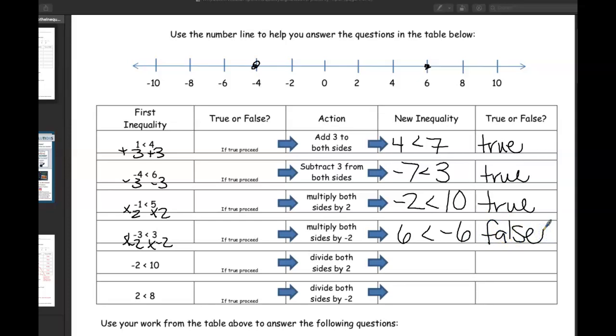Is that why we have to switch it? So then we have negative 2 is less than 10. Is that true? Yes. So I'm going to divide both sides by 2. Negative 2 divided by 2 is? Negative 1 is less than 10 divided by 2 is? 5. Is negative 1 less than 5? Oh no, that's 2. Is 2 less than 8? Yes. Okay, so I divide both sides by negative 2.